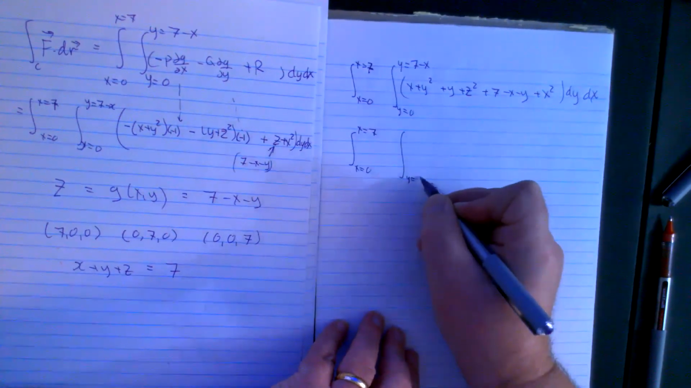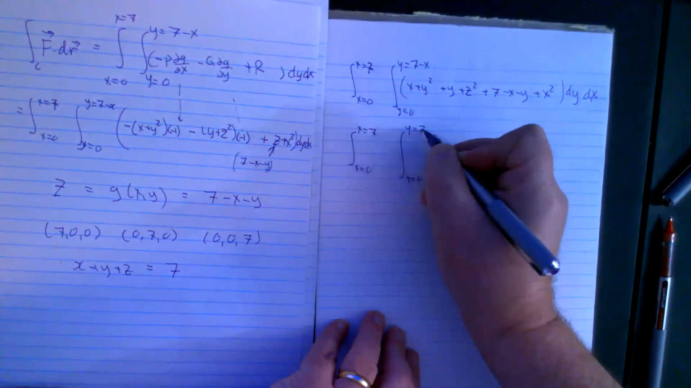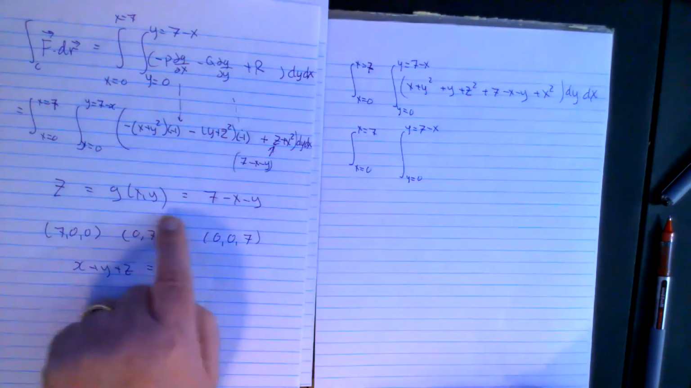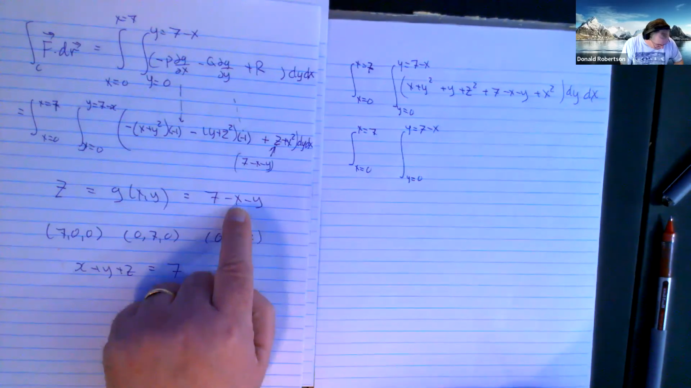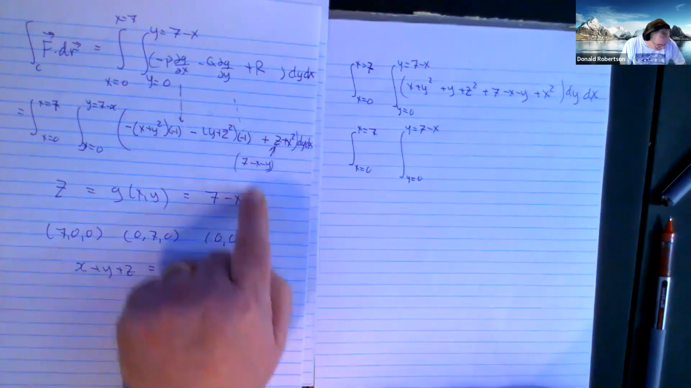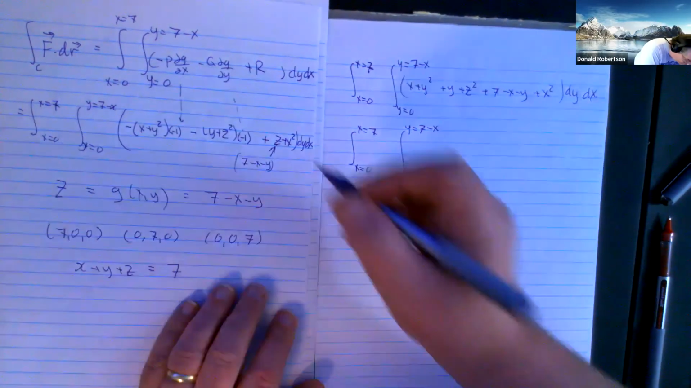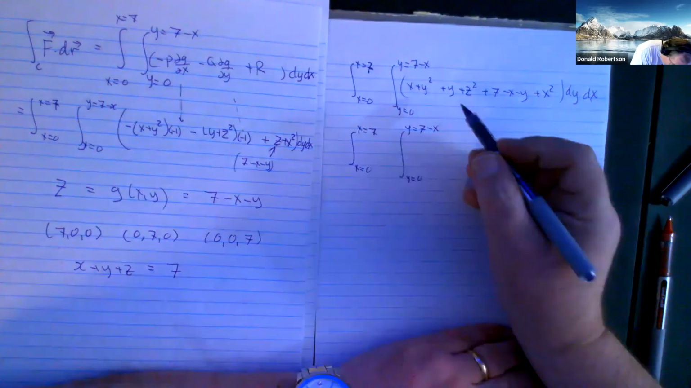Oh, and it's -1 because z equals 7 minus x minus y. So differentiate that with x, you get -1. Differentiate with y, you get -1. So that's what these two guys are. It's g. What do I get?